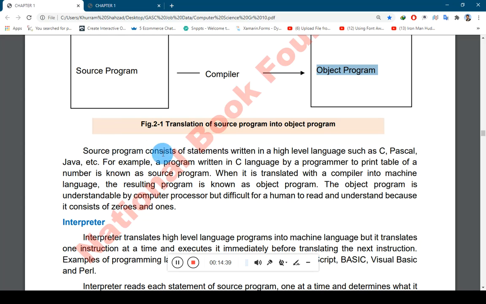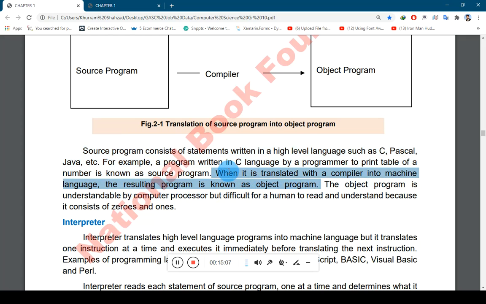Source program consists of the statements written in high level languages such as C, Pascal, Java, etc. For example, a program written in C language to print a table of numbers is known as a source program. Source program is actually the code written by a person. Any code which is written by a person is a source program. When it is translated with a compiler into machine language, the resulting program is known as the object program.